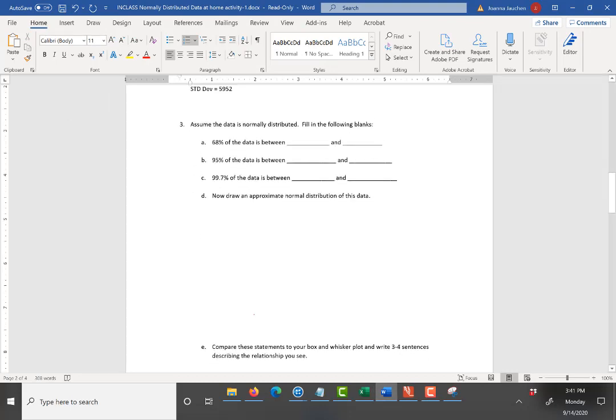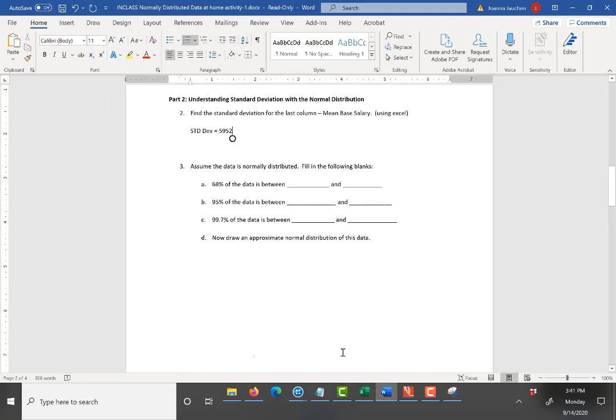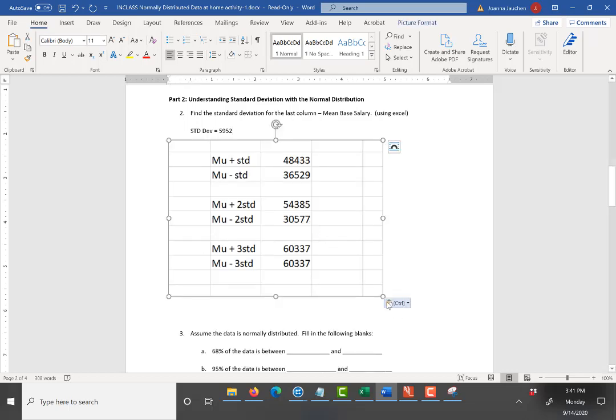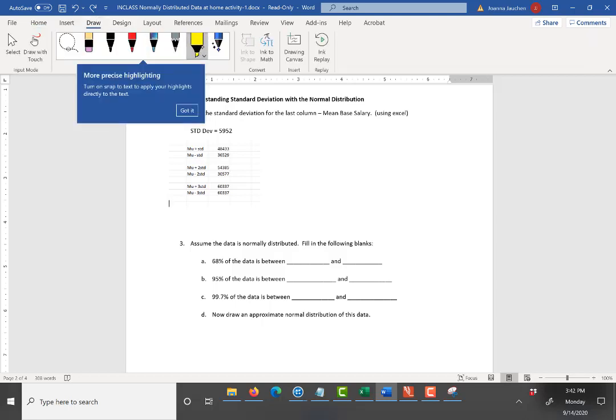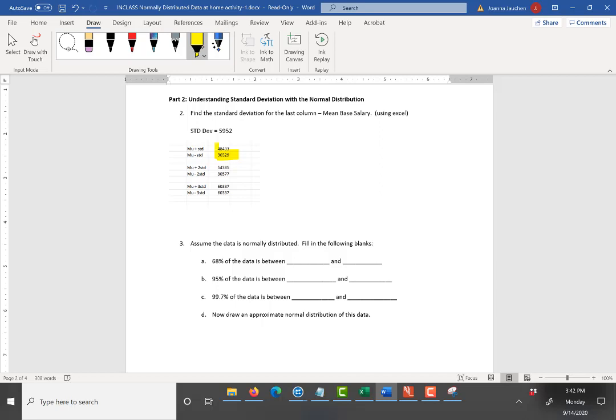So in the Word file, I looked for these things because I want to know where 68% of the data is, 95, and 99. So I'm going to put this right here. Maybe make it a little smaller. But this mu, the 68% of the data should be between the mu, this one right here, and these two values. So I'm going to type that right here.